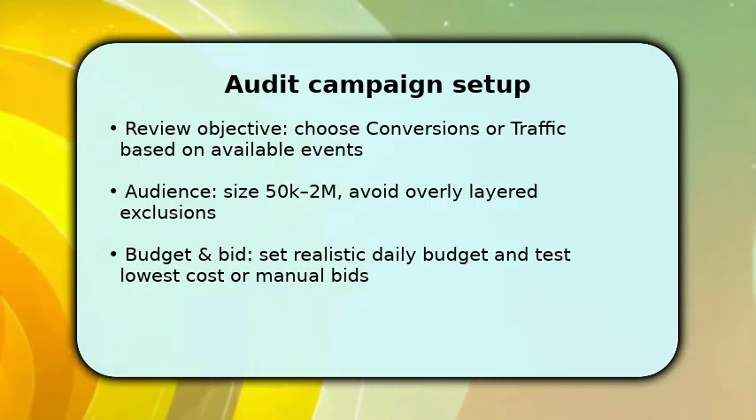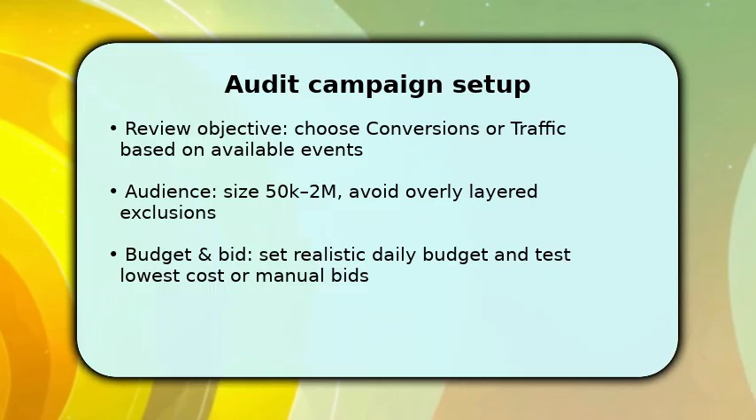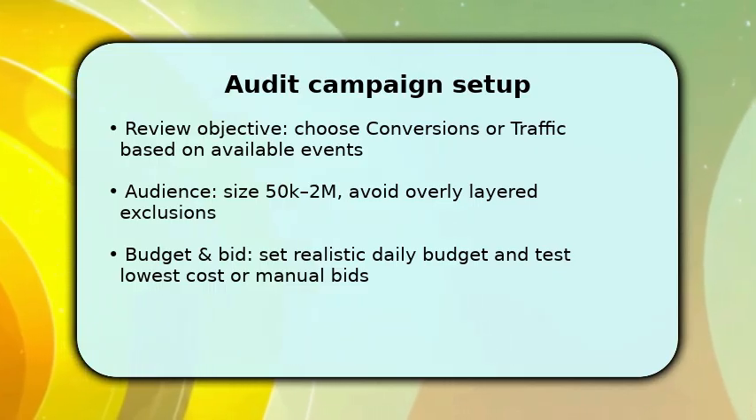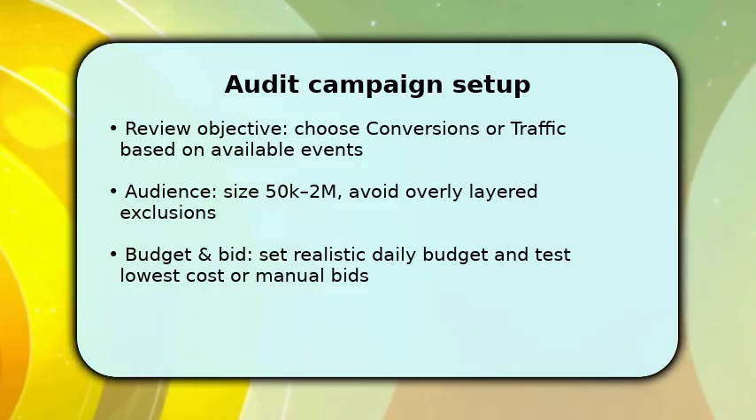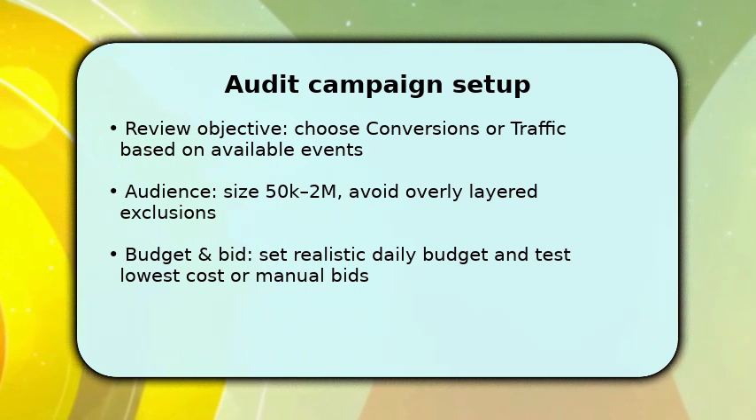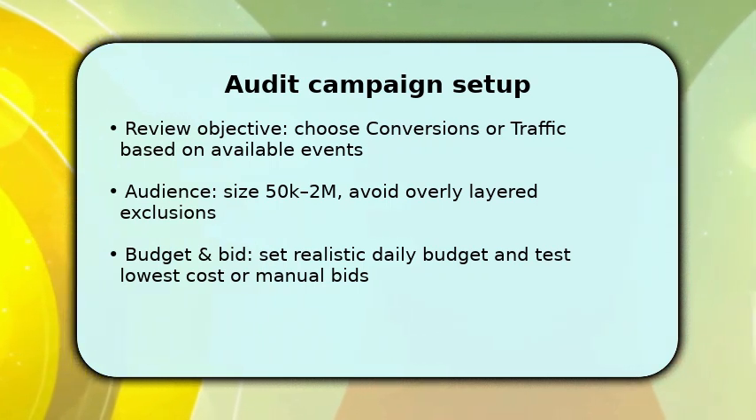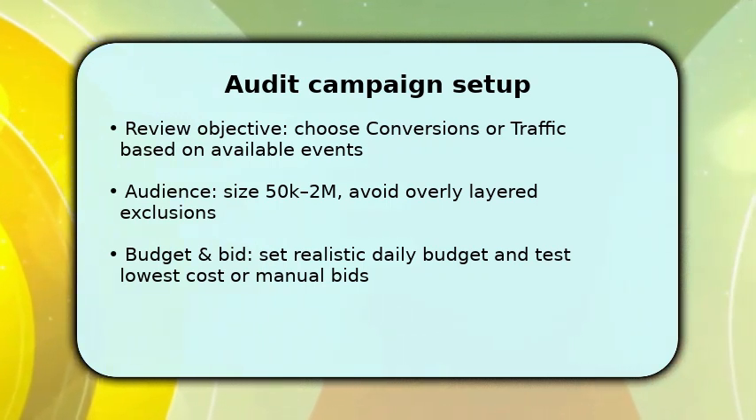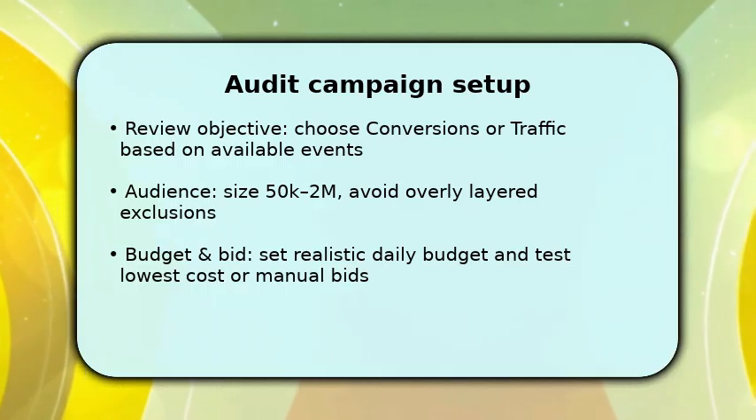Set a realistic budget that allows learning. Too low prevents the algorithm from optimizing. Try lowest cost first, and once stable, test manual bid caps. Make incremental changes and let the algorithm run 48-72 hours between edits.